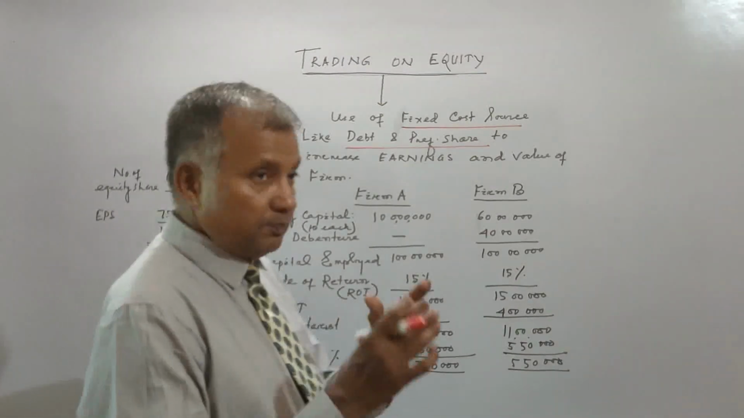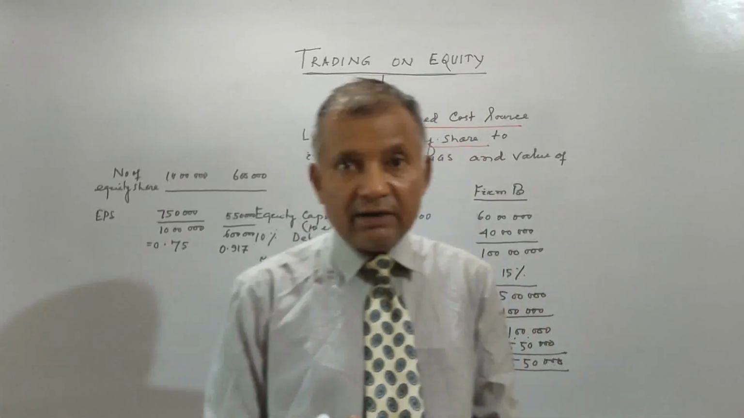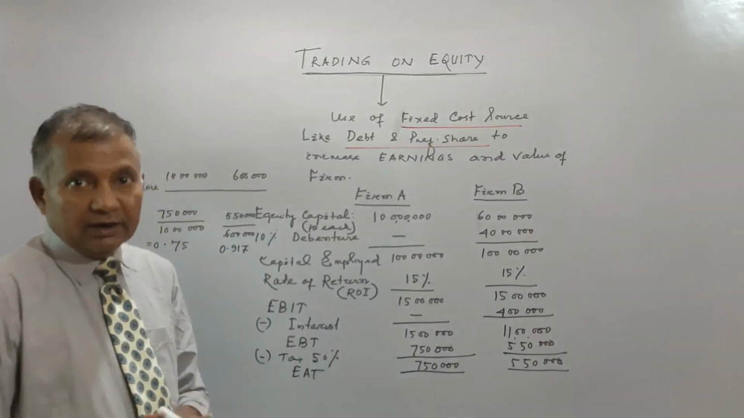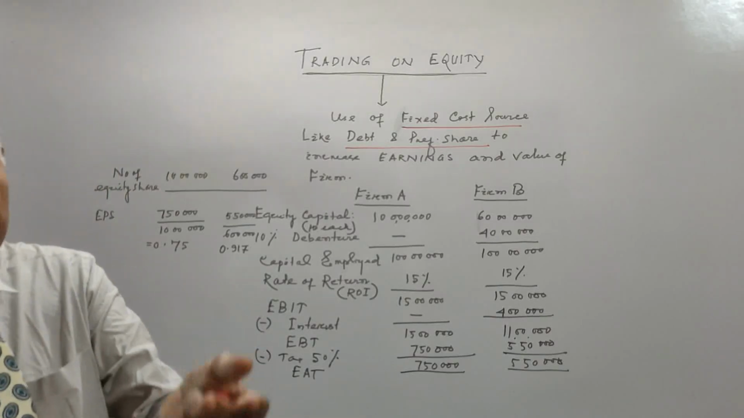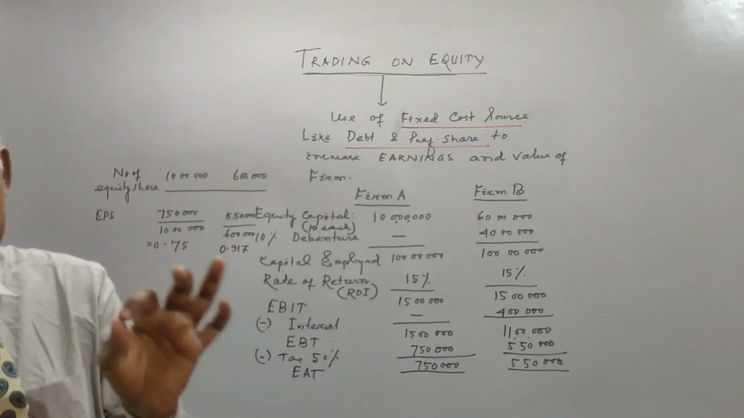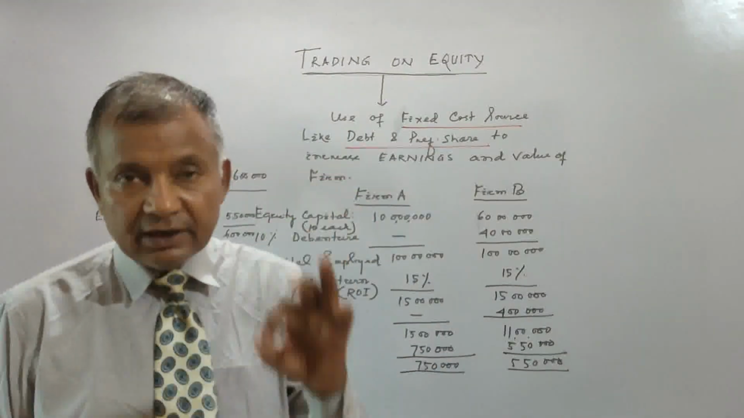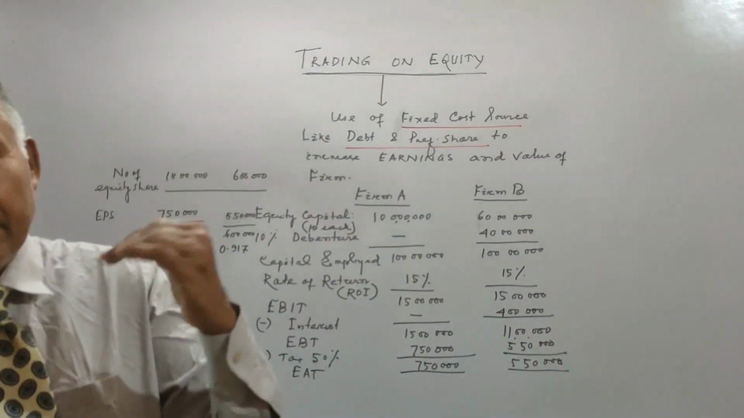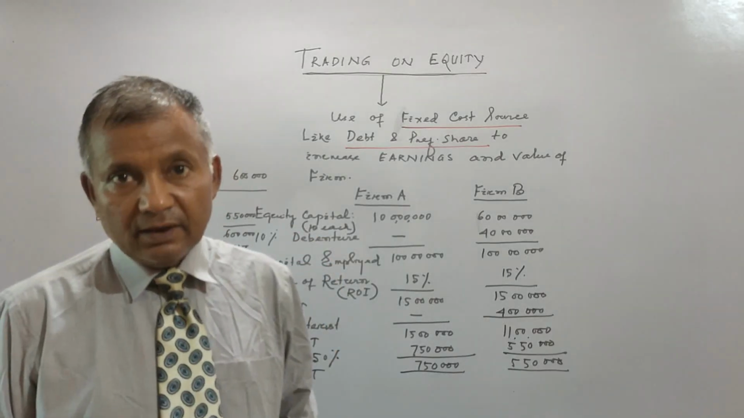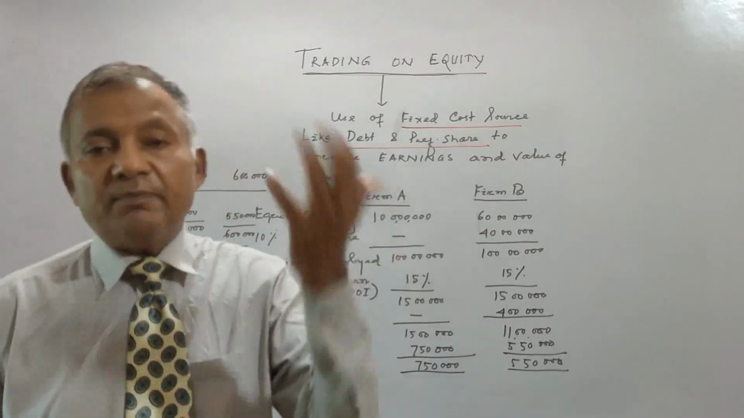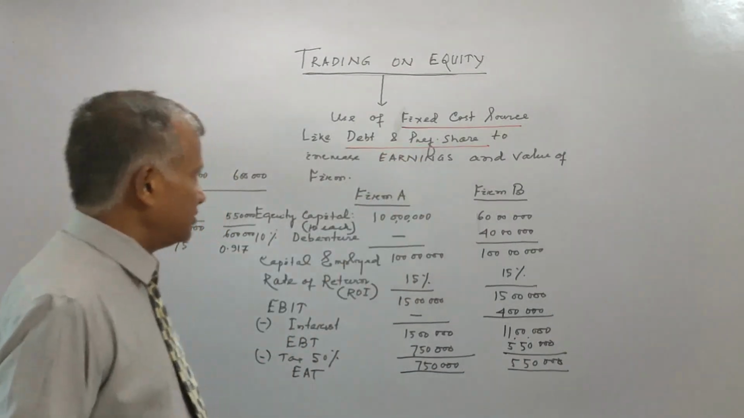How can the company, the organization, use fixed cost sources like debenture, term loan, debt, to increase the earnings per share of the firm? If the earnings per share increase, obviously the market value of the share will increase, and consequently the value of the firm will increase. So let us see how it happens.